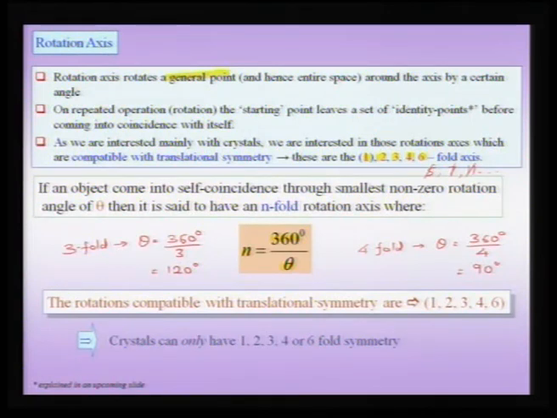Therefore, future focus will be on those rotations which are compatible with translations, which are the one-fold, the two-fold, the three-fold, the four-fold and the six-fold rotation axis. So, let us try to understand what this rotation axis is and what it does to a general point.